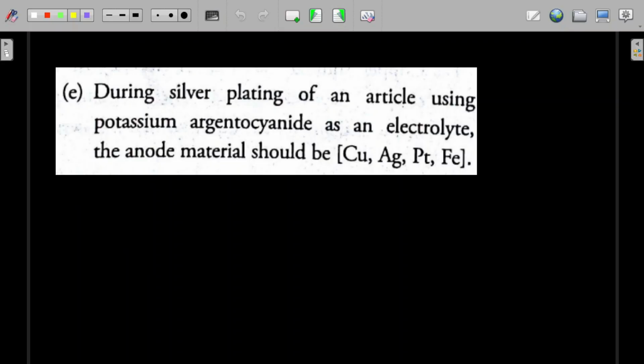During the silver plating of an article using potassium argento cyanide instead of sodium, we can always use potassium as an electrolyte. The anode material should be, if you are doing silver plating, then the anode should be silver only. Okay.